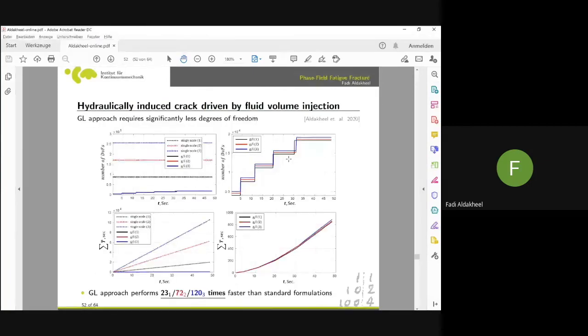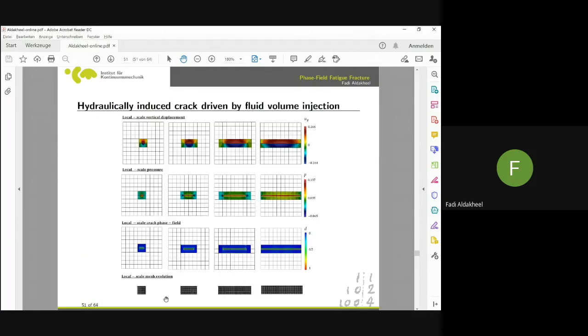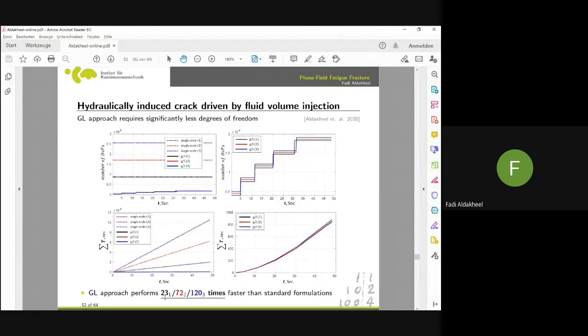Then if you compare that, if you compare the single scale, I call it single scale or reference domain, what we have done before, with the global-local approach. Only from the first one, this smaller one, we gain 23 times faster computation. It's like we are 23 times faster than the standard problem. And if you go to the bigger size, we are 120 times faster for the global-local approach compared with the single scale problem or the reference, which is something really interesting, right?